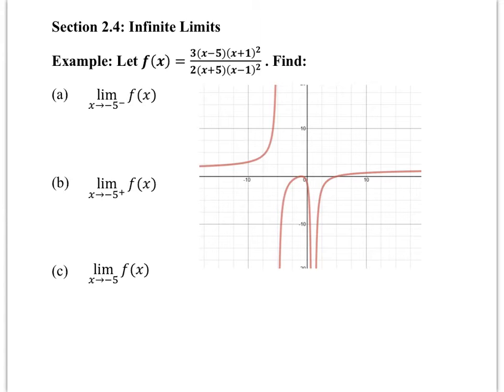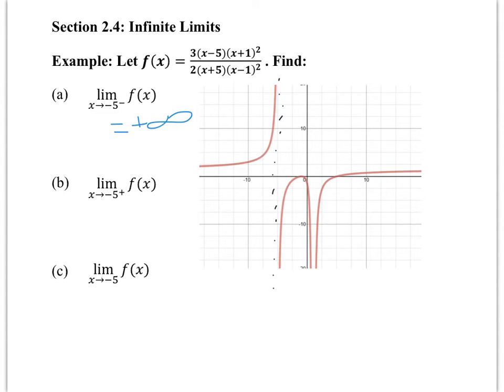So for the first one, we want the limit as x approaches negative 5 from the left. So we'll mark our negative 5, which is right about here on the graph. And as we're approaching from the left, we can see that it's getting bigger and bigger and bigger. It's going to positive infinity. So here we can say that's positive infinity.